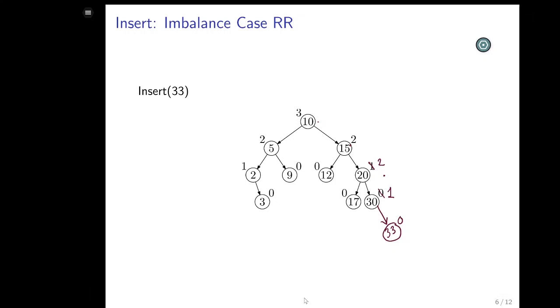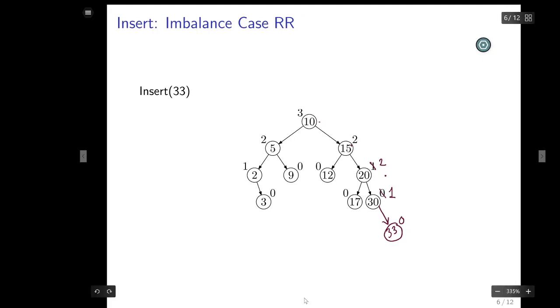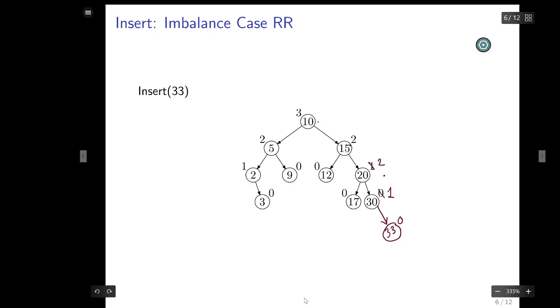Well, we're happy at this node, but we're not going to be happy at the parent node, because now the height of this node is 2 and the height of that node is 0. So the 12 and the 20, those 2 nodes are children, they're siblings, and they're off by more than 1. So we know that this is a problem. There's an imbalance that occurs here.